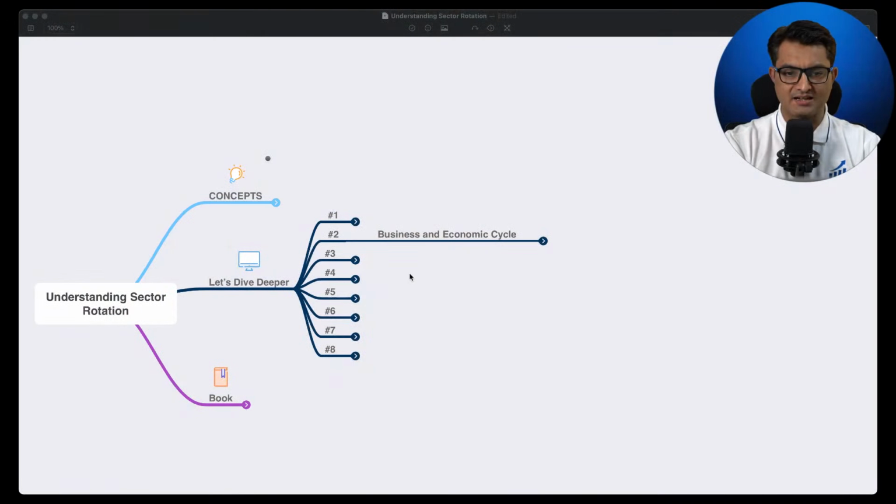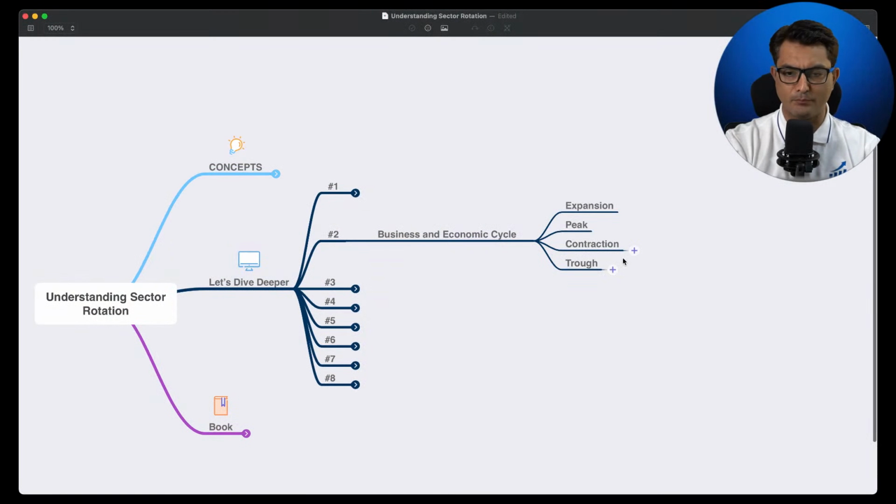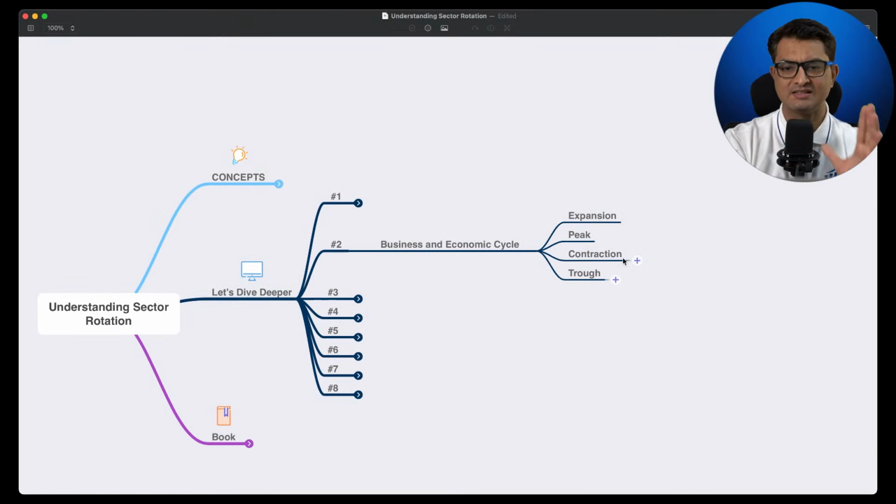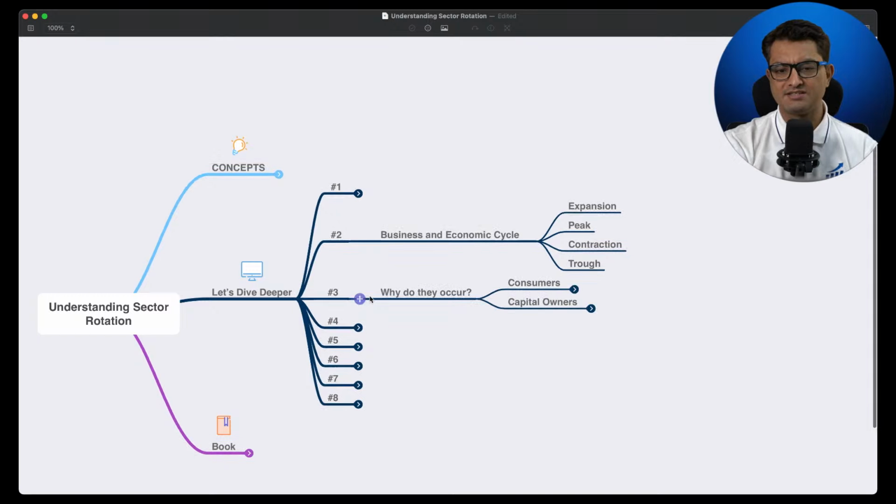Now let's try and understand why these cycles occur and what the different components are, right? So these are 4 components: expansion, where the economy is rising and is making a lot of money, GDP is increasing. Then you have the peak of the economy, then you have contraction where growth is tapering and you might also go into recession, and there is a bottom of that cycle, and then it again picks up. This is a normal cycle for each and every business.